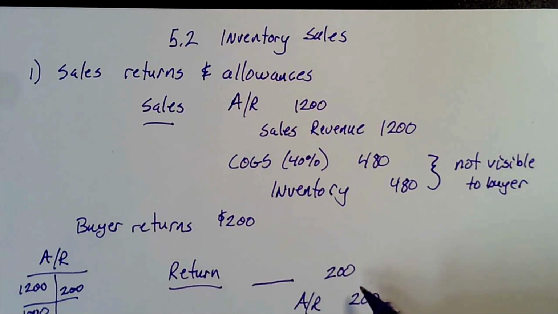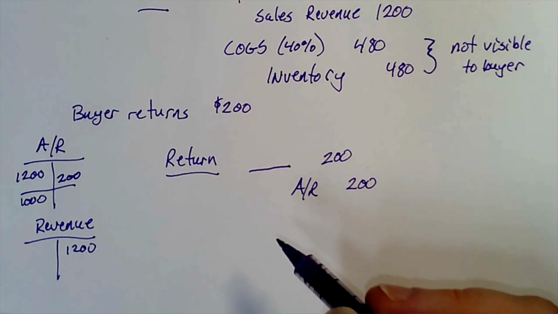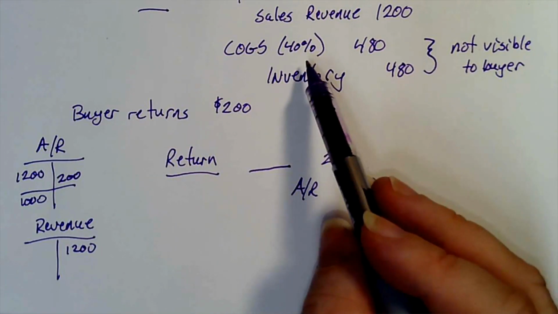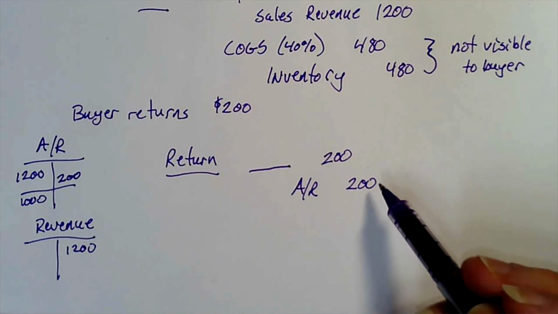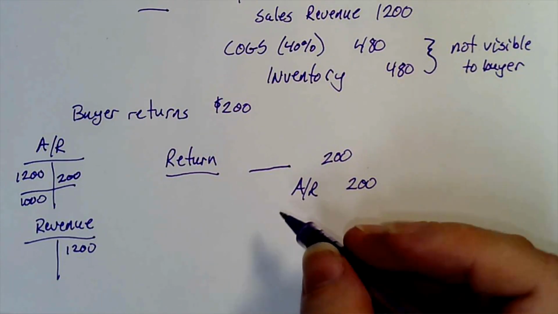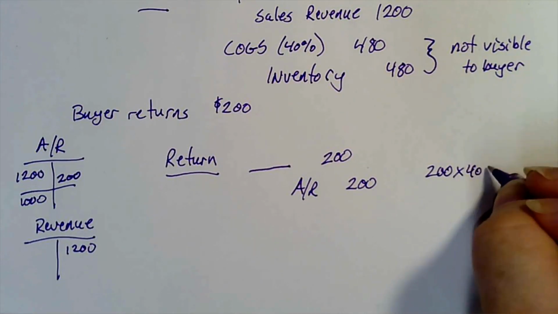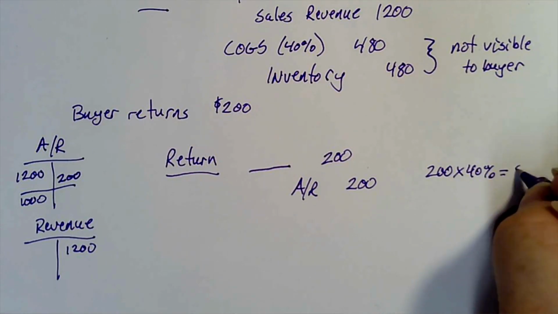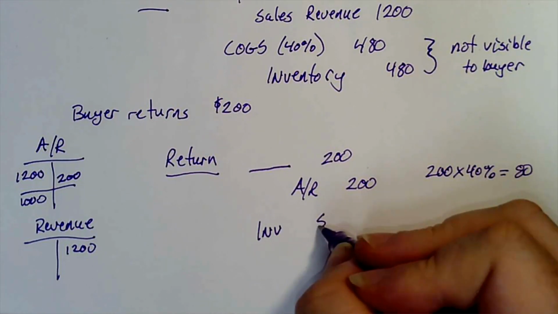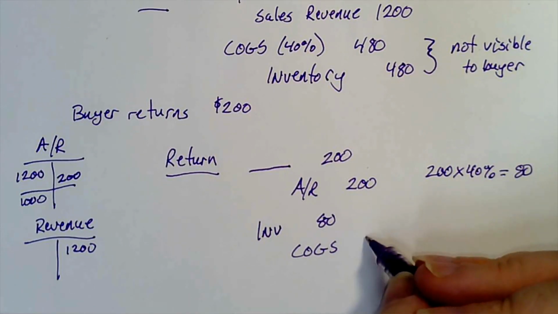Now this is the sale price. If we have to take back the inventory, we have to ask how much of this inventory are we putting back? Remember, the inventory is worth 40% of the sales price. The buyer only knows the sales price. They won't know how much that is in wholesale cost. But for us, we do know. So the $200 times 40% means that we're returning $80 worth to our inventory. So we add back in the inventory of $80 and we remove this much of the expense.